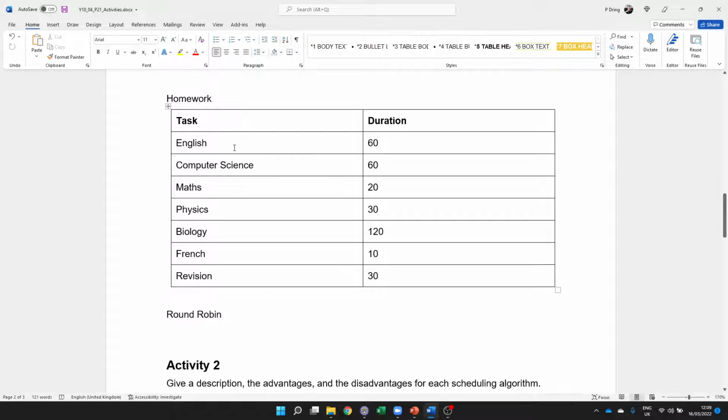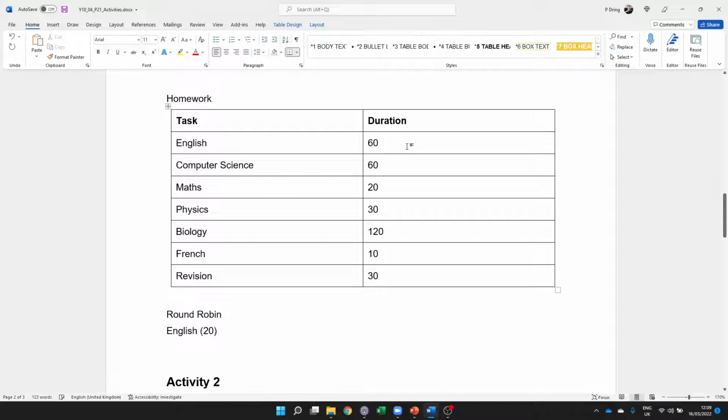So if it's us, let's say 20 minutes at a time. I'm going to do English, 20 minutes, which means that I've now got 40 minutes left. Then I'm going to do computer science, and I'd like you to do this as well with your own examples. I'm going to do 20 minutes because in round robin, you go up to the amount that you need. So I had 60, I've got 40 minutes left of computer science to do. Then I'm going to do maths, spend 20 minutes on it, and I've got nothing left to do now.